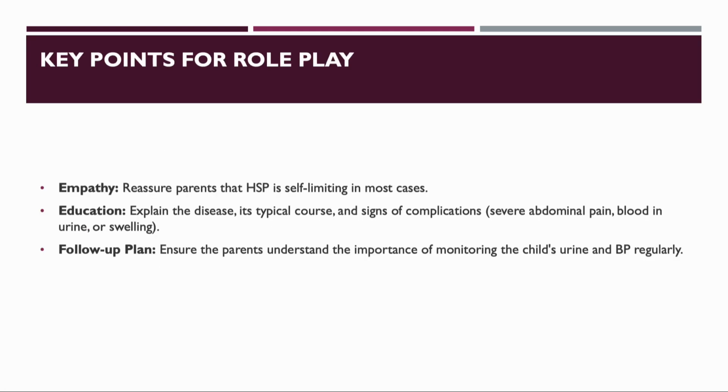Key points for role play: empathy, reassure parents that HSP is self-limiting in most cases. Education, explain the disease, its typical course, and signs of complication: severe abdominal pain, blood in urine, or swelling. Follow-up plan: ensure the parents understand the importance of monitoring the child's urine and blood pressure regularly.